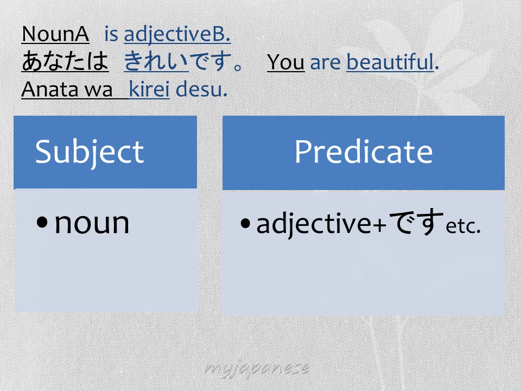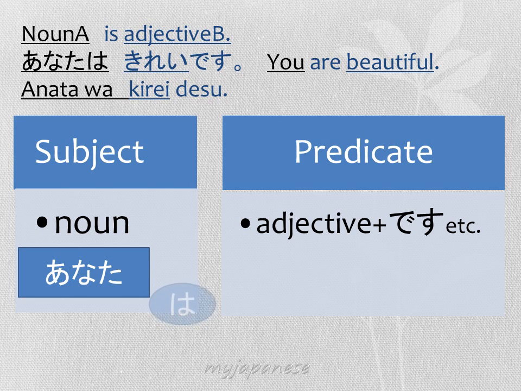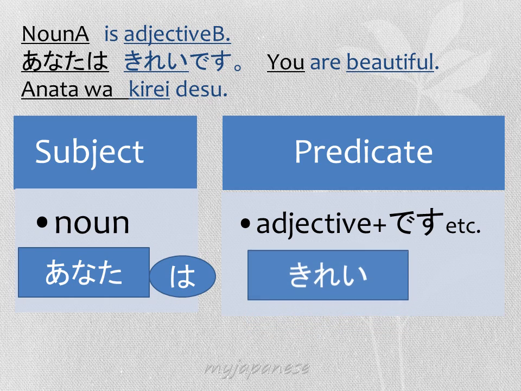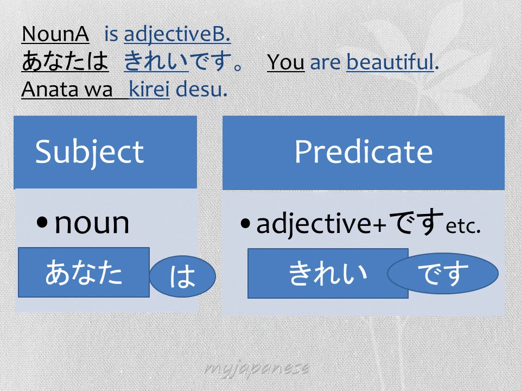Type 2. Noun plus adjective. Used to express someone or something is like how. Example. あなたは綺麗です。You are beautiful. あなた you, a noun, which is subject plus particle は, and 綺麗です, adjective beautiful plus です, predicate part. This indicates the sentence is present, affirmative, polite style. Okay?